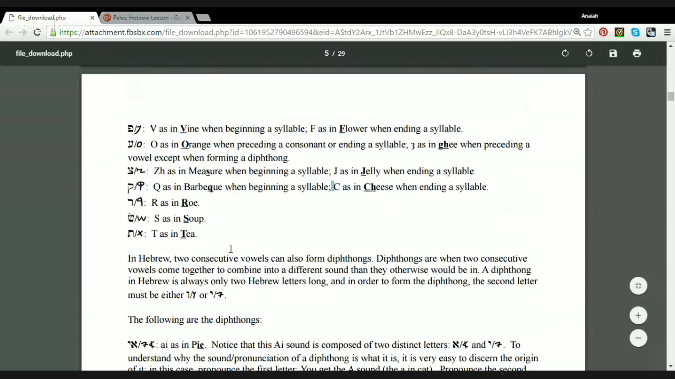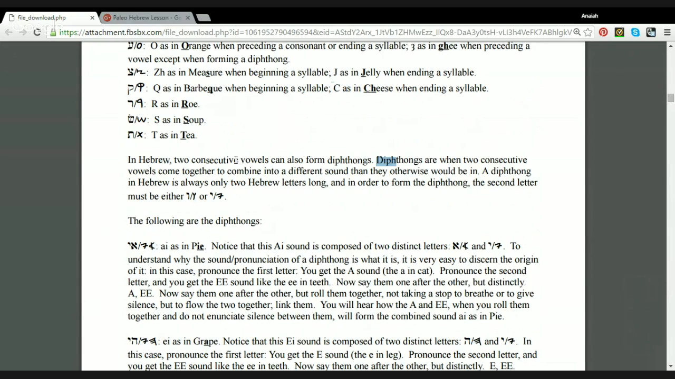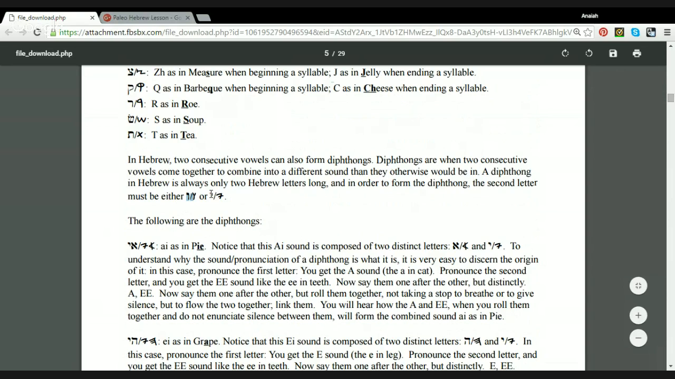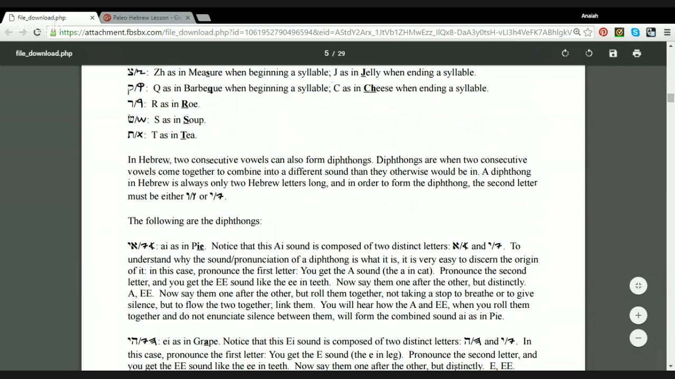Okay. So now, let's see. I say in Hebrew, 2 consecutive vowels can also form diphthongs. You find that in Greek and Latin as well. It's a rule of languages. So diphthongs are when 2 consecutive vowels come together to combine into a different sound than they otherwise would be. A diphthong in Hebrew is always only 2 Hebrew letters long, and in order to form the diphthong, the second letter must be either wa or yod. That's how it works in Latin and in Greek. The same thing. You're going to find diphthongs in those languages, and the only way to form diphthongs is with those 2 letters. Hold on.